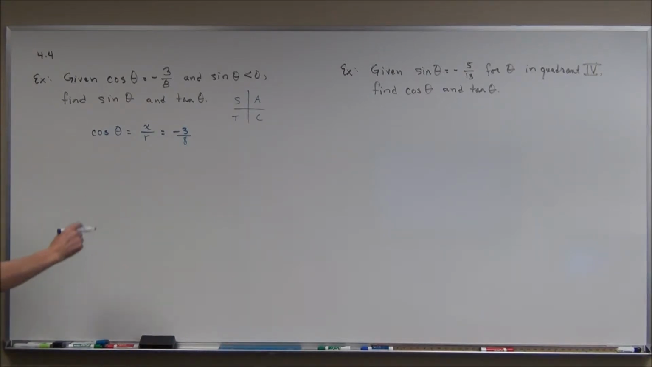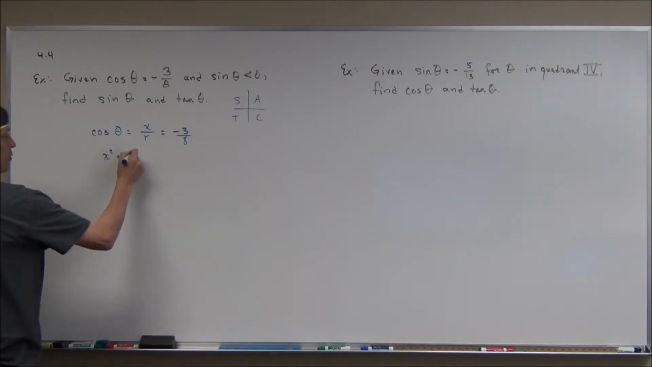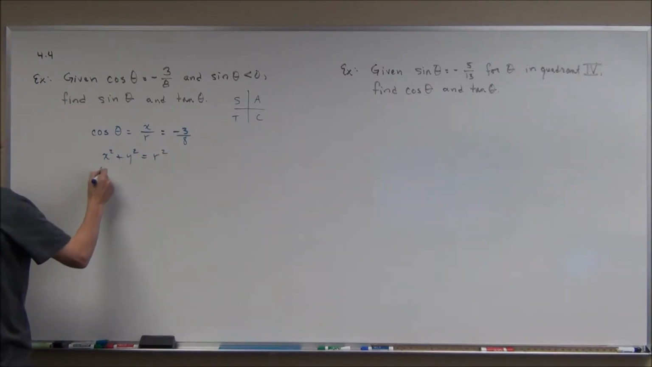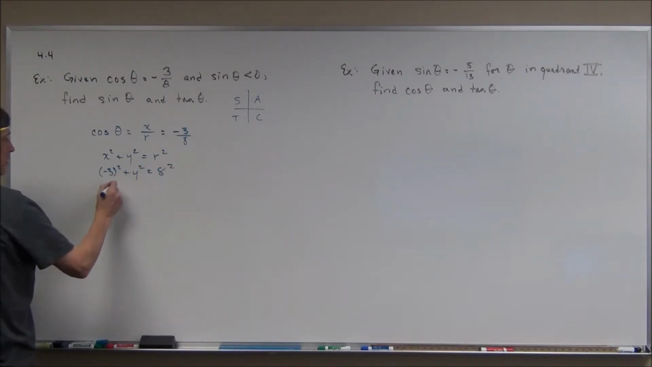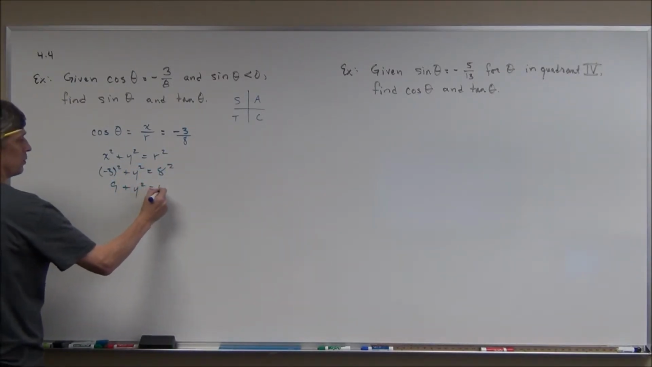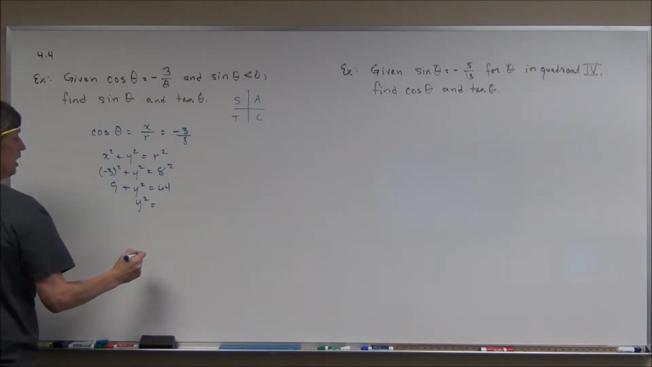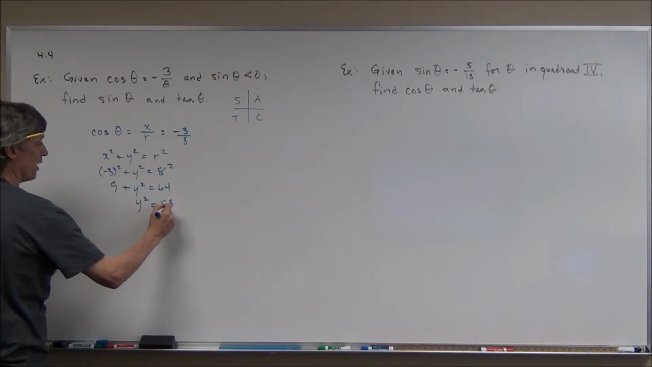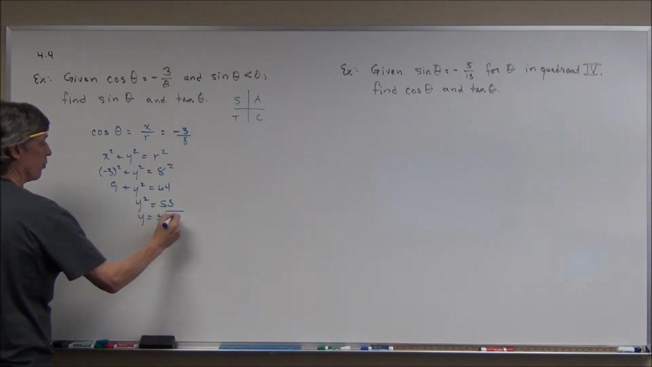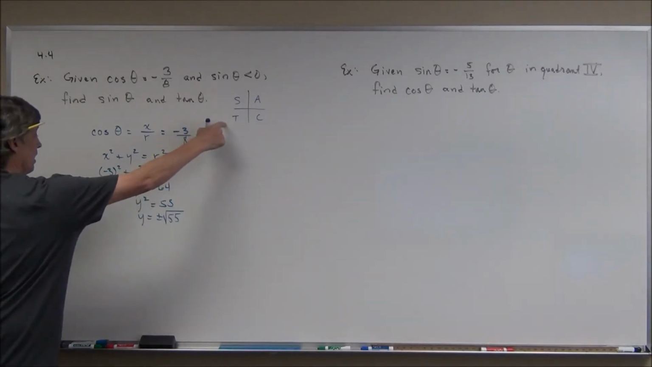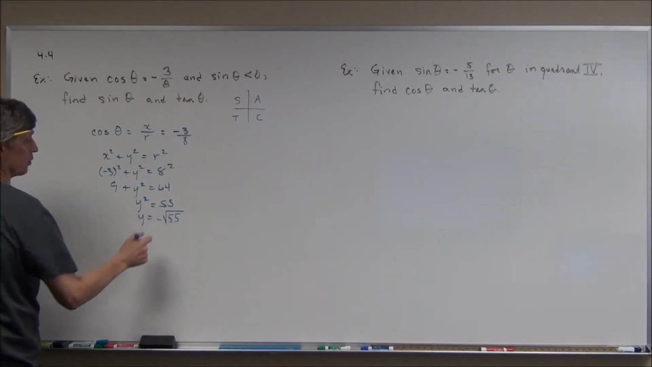So I'm going to have x squared plus y squared is equal to r squared. So -3 squared plus y squared is equal to 8 squared. 9 plus y squared is equal to 64. If I subtract 9 from both sides, I get y squared is equal to 55, and that means y is equal to plus or minus the square root of 55. Well, in the third quadrant, my y is negative. So I only have negative the square root of 55.